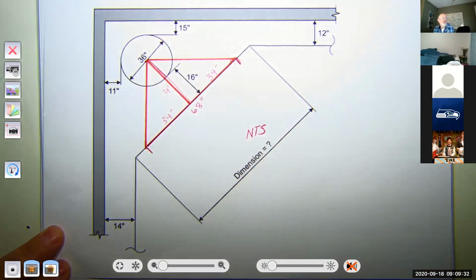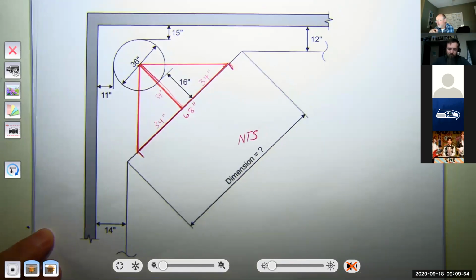Does everybody see the NTS on my paper? Yep. We know what that means? Not to scale. None of this is to scale. This is all an optical illusion almost, if you will. So nothing is to scale. We're using the measurements that we have, okay?